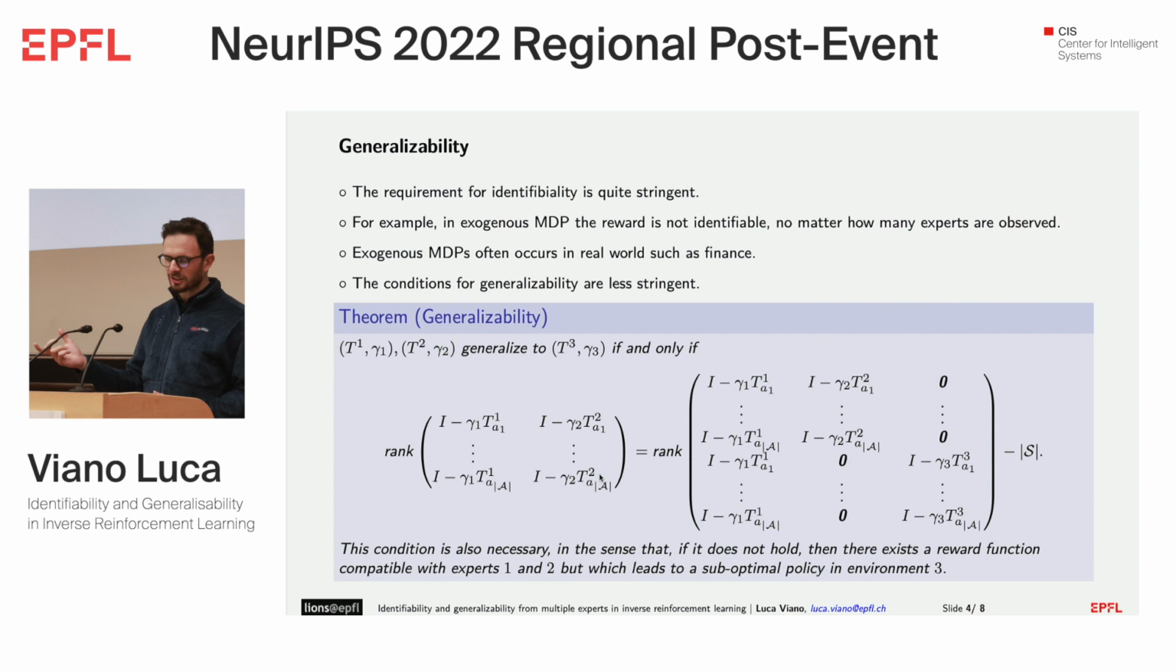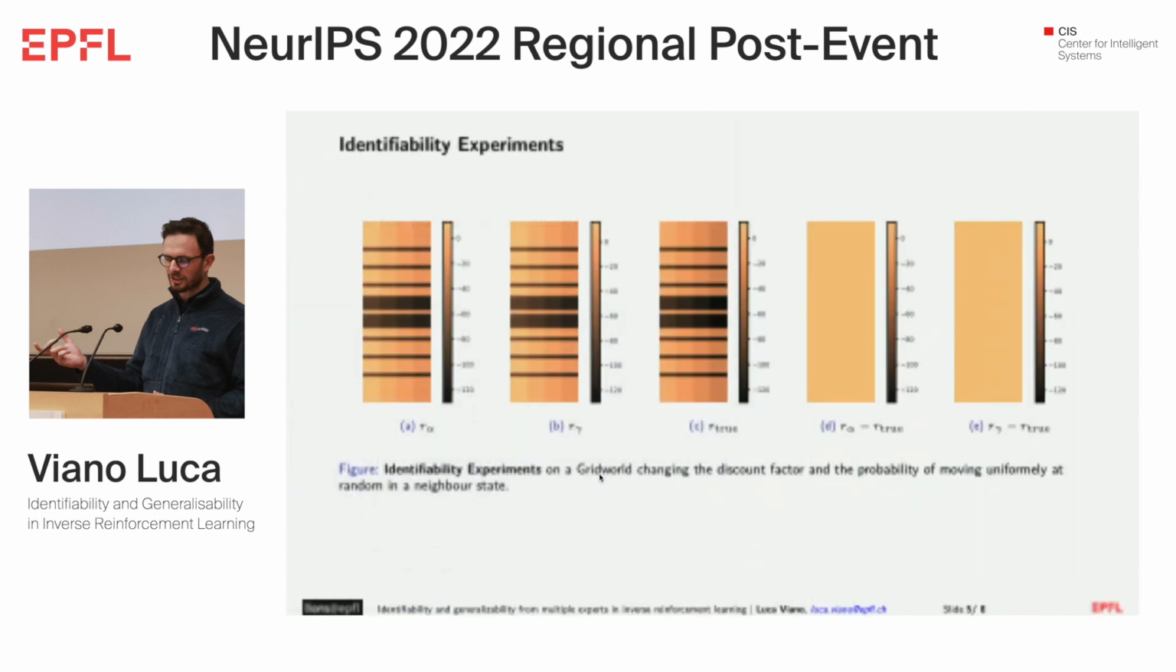And we have now another theorem for generalizing. In this case, it depends also on T3, that is the test environment. So this condition is saying that if the two environments at training time, T1 and T2, provide enough information on the test environment T3, then we can generalize even if we don't identify the reward.